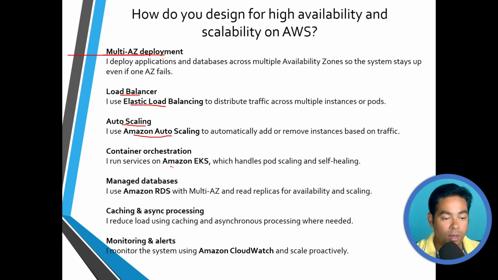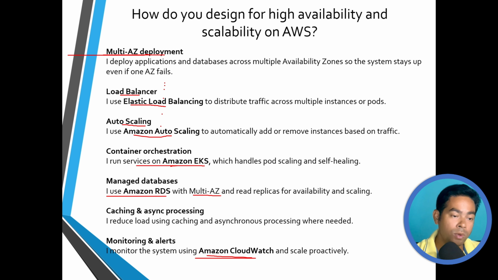So you can say I am using Amazon EKS for the orchestration layer, and Amazon RDS with multi availability zone for availability and scaling. For monitoring and alerts, you are using Amazon CloudWatch. You say that these are the services I am using so that my applications have high availability and scalability. As a developer you have to know all these services. It is really useful, and you should be able to explain any cross questions they ask as per your answer.